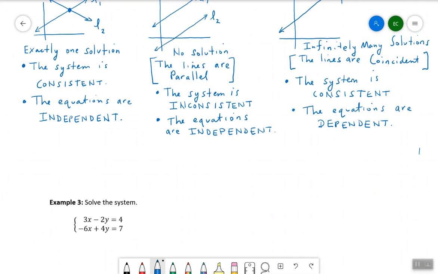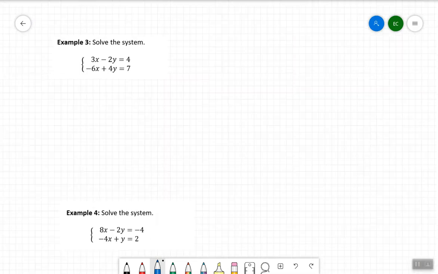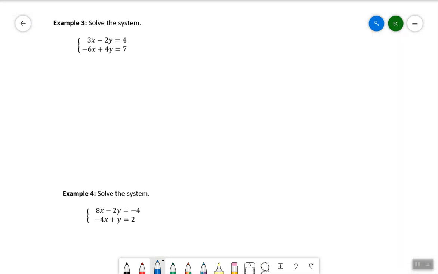Okay, so let's go ahead and see some examples of parallel lines and coincident lines. So let's go to example 3, solve the system. You could do this by the substitution or the elimination method. For me, I think the elimination method seems a little easier, but it really doesn't matter. We'll get to the same result either way.